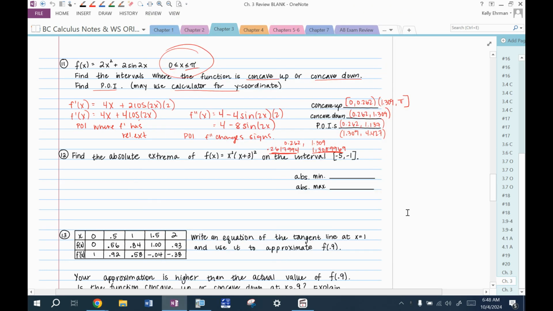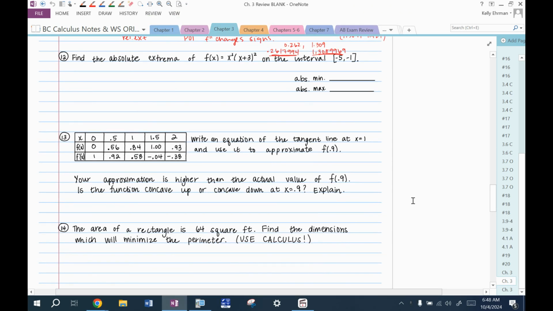All right, so to finish up these last few problems in the review packet, now we're on number 12. Find the absolute extrema of f of x on this interval. So we need to find the critical numbers, and then we're testing the endpoints and the critical numbers into f of x and just seeing what's the highest and what's the lowest.